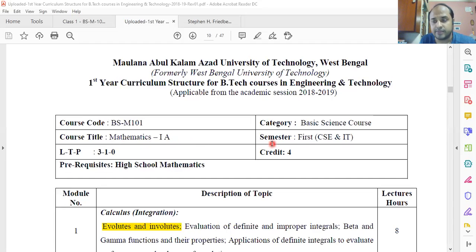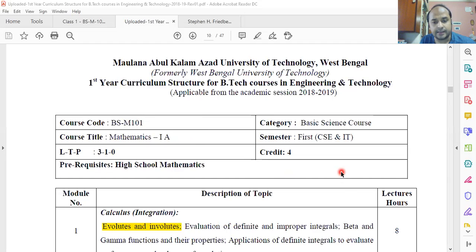This subject matter is only meant for CSE and IT students. Other non-CSE IT students will not be studying this course of mathematics. For them, we have BSM 102, and the subject code is also different. That is Mathematics IB. And the total credit for this particular subject is a 4 credit course.